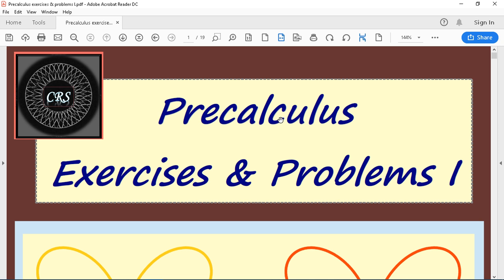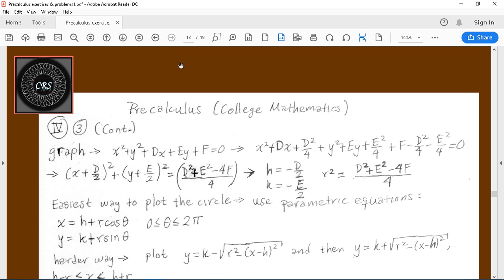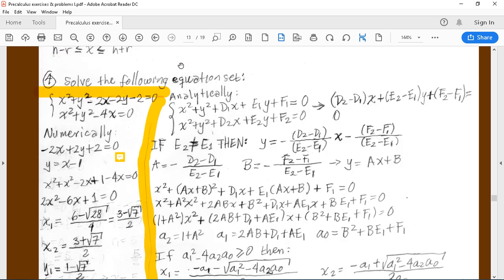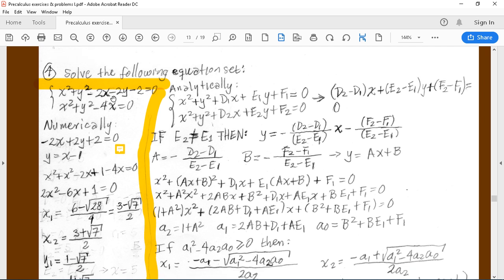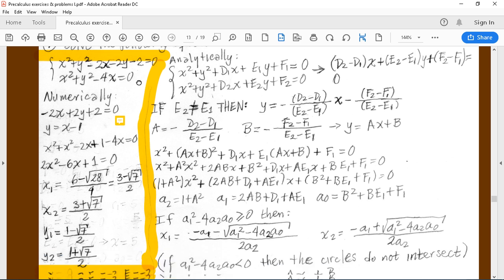We're going to continue in this video with our exercises in solving sets of equations. Okay, we're going to solve this equation set: x squared plus y squared minus 2x minus 2y minus 2 equals 0, and x squared plus y squared minus 4x equals 0.